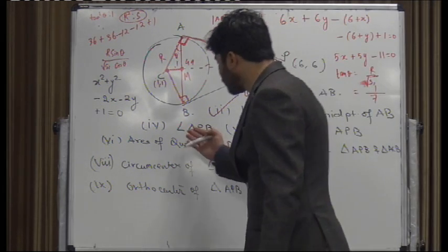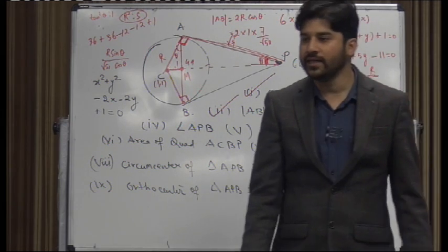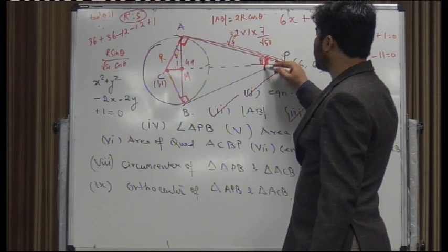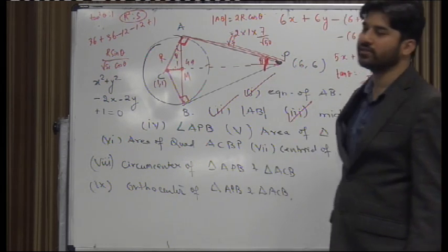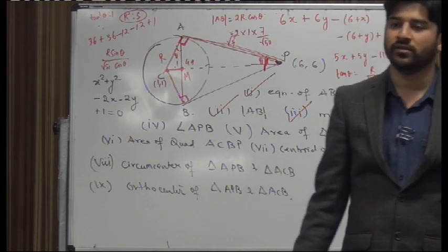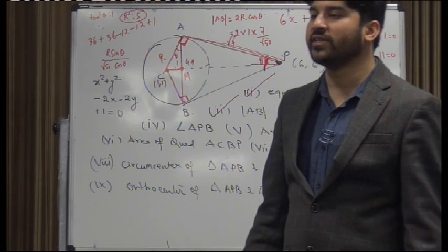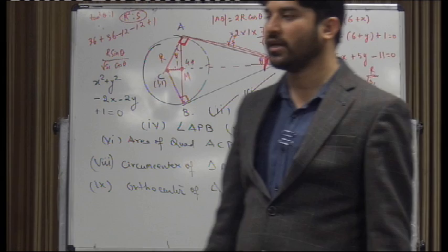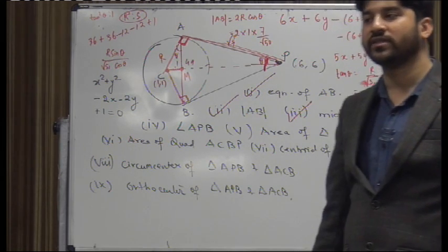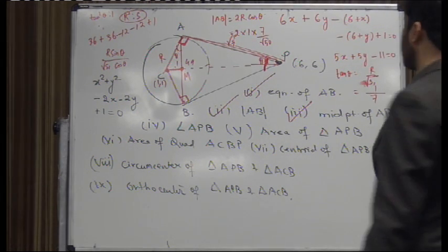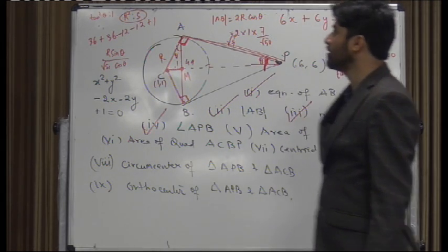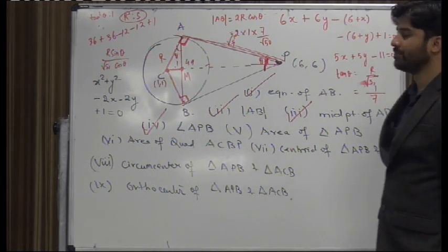Now let's come to the fourth one. Angle APB. So you have already found theta. What you need to find is 2 theta. Theta is nothing but tan inverse r by root s. So 2 into tan inverse r by root s. Clear? Now come to the fifth one.